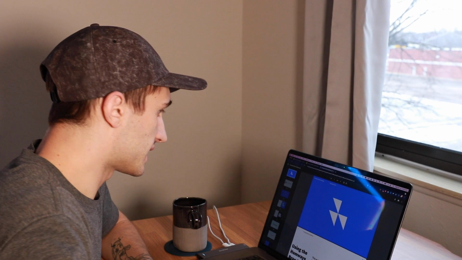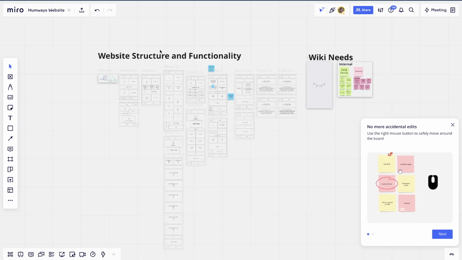And it's more than just a logo and some colors and some fonts. It goes deeper than that. And the reason being is because we planned all of this out in Miro. And it was actually a ton of fun. Now my next project that I'm focusing on is actually building the website for Humways.